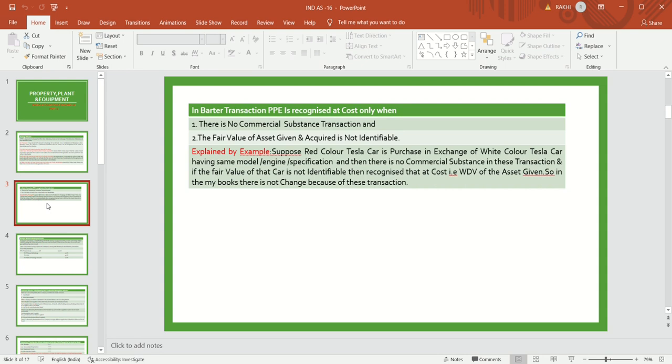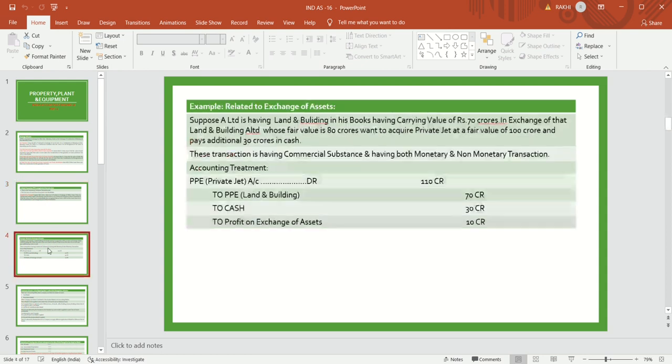Meaning whatever asset you are giving, the cost of that asset is to be recognized, not the fair value, the cost. So in the books there is no change because of this transaction. Only there is an exchange of car. Books will be the same, because the WDV which we are taking into consideration for the red color Tesla, that cost is all taken into consideration for the white color Tesla. So there is no difference in the books.